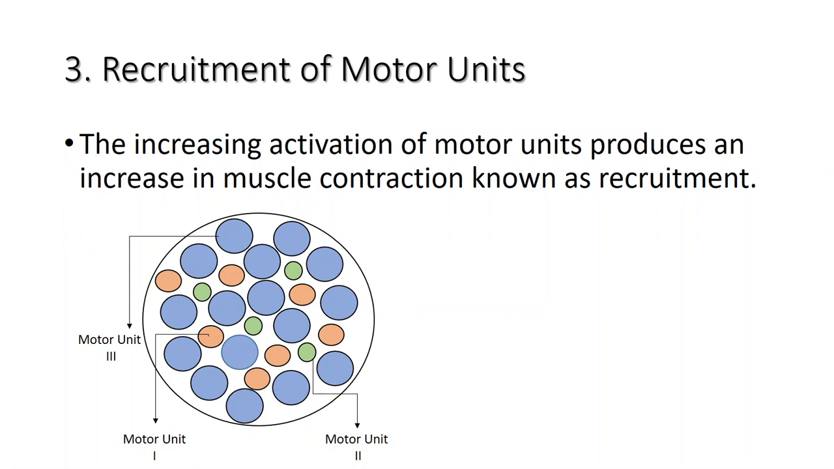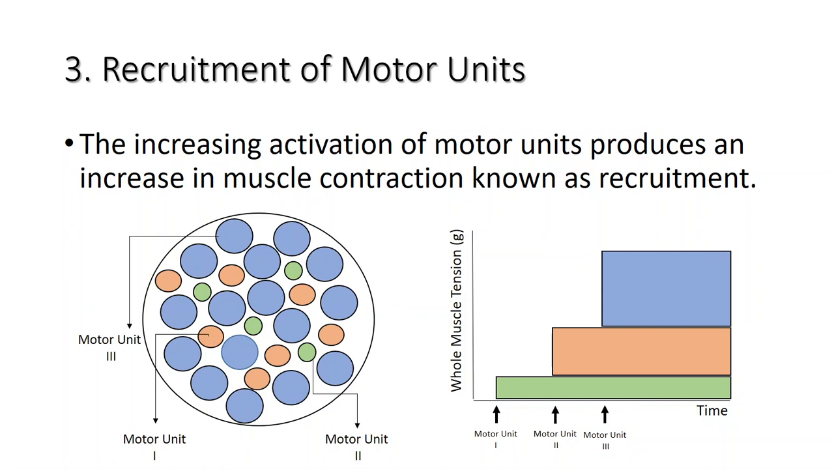This increasing activation of motor units produces an increase in muscle contraction known as recruitment. As more motor units are recruited, the muscle contraction grows progressively stronger. Recruitment allows a feather to be picked up using the biceps brachii arm muscle with minimal force, and a heavy weight to be lifted by the same muscle by recruiting the largest motor units.